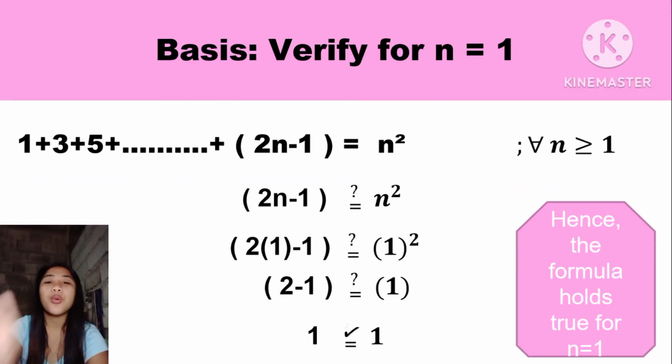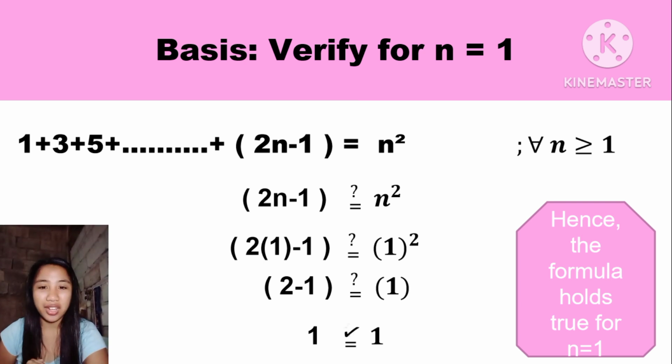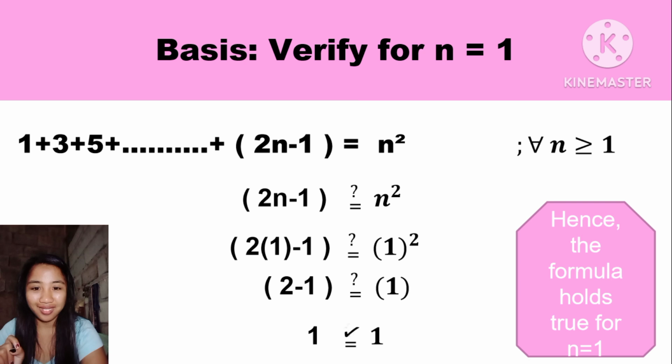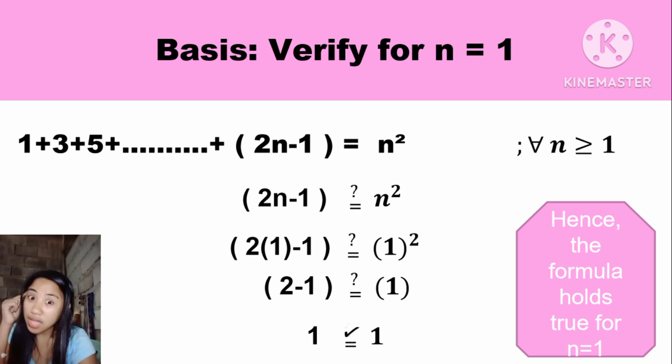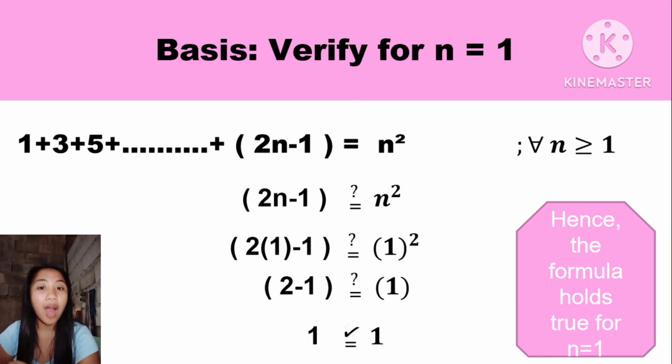I guess we are now ready to solve the equation given that 1 plus 3 plus 5 plus ellipsis plus the quantity of 2n minus 1 is equal to n squared. What is again the first step? Yes, we need to verify that n is equal to 1. So how can we do that? Just simply substitute 1 for all n in the equation.